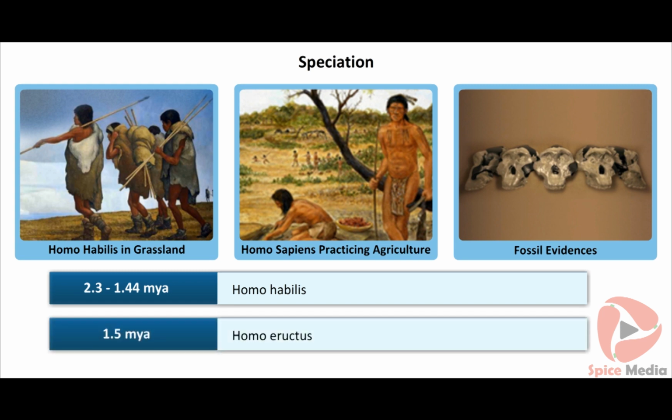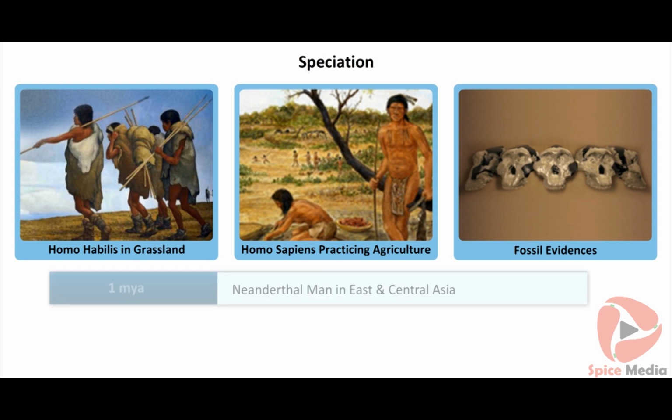There was a long gap in human evolution, or a lack of adequate fossil evidences, as the next stage of human evolution came to exist 1.5 million years ago, and they were called Homo erectus, who were meat-eaters. 1 million years ago, the Neanderthal man lived in East and Central Asia. They protected themselves by hiding and buried their dead companions.